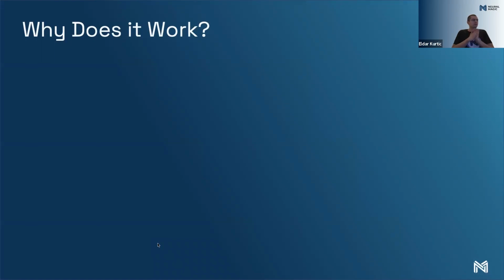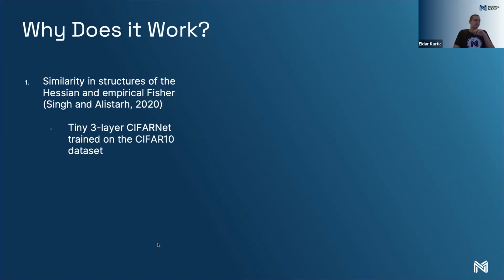And then in the end, we'll just briefly show you two main points, which are our intuition for why these second-order methods work in practice. The first one is explored in the WoodFisher paper, where we try to see the similarity in the structure of the true Hessian and the empirical Fisher approximation. Here we have to consider super small models, for example, just a tiny 3-layer CifarNet on the CIFAR10 dataset, because computing the full Hessian is quite expensive.